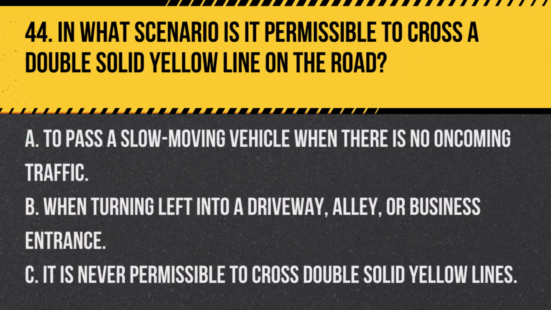Question 44. In what scenario is it permissible to cross a double solid yellow line on the road? A.